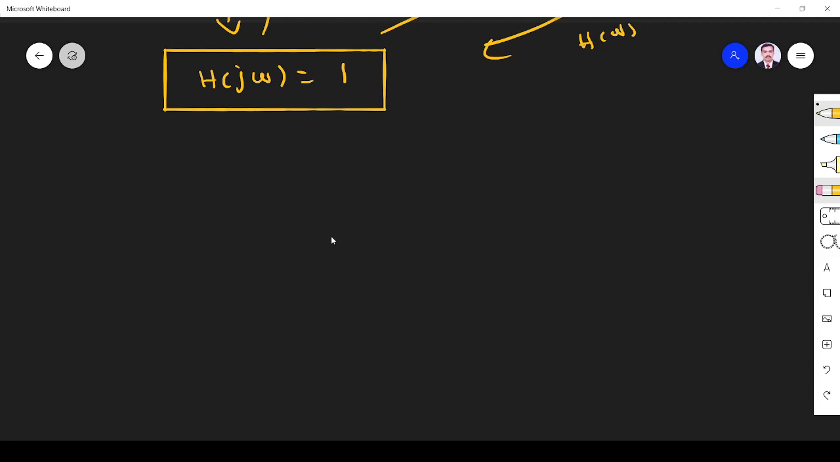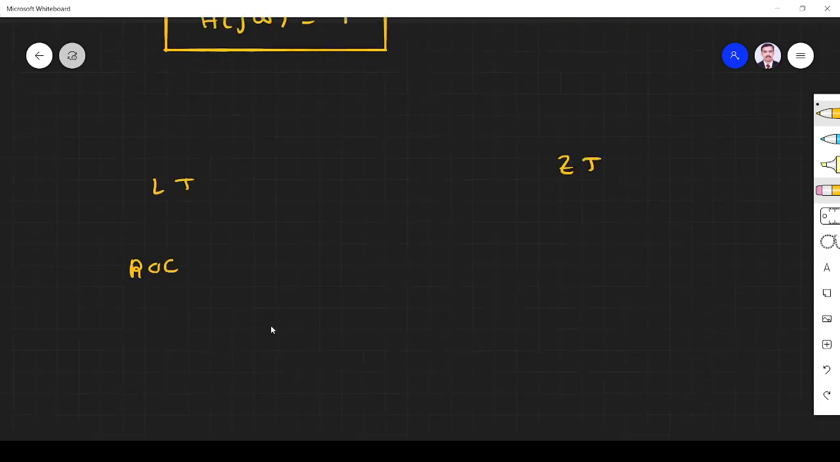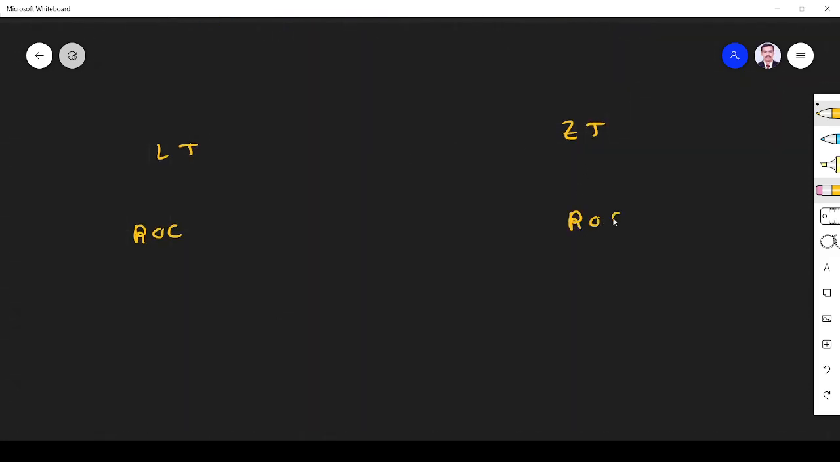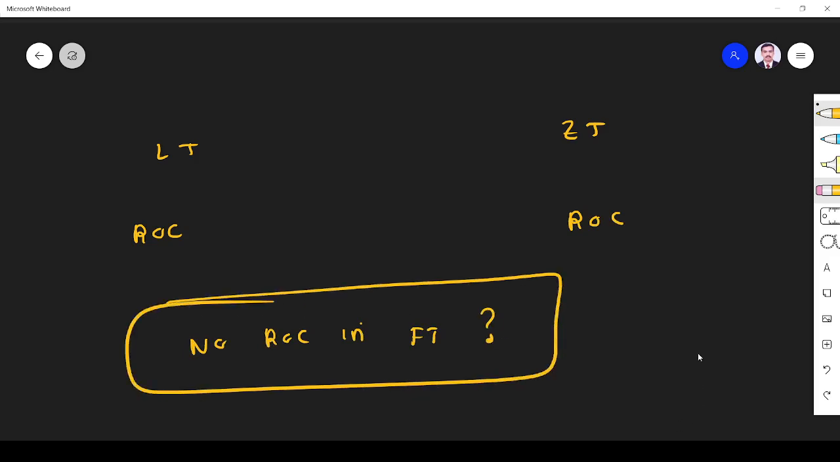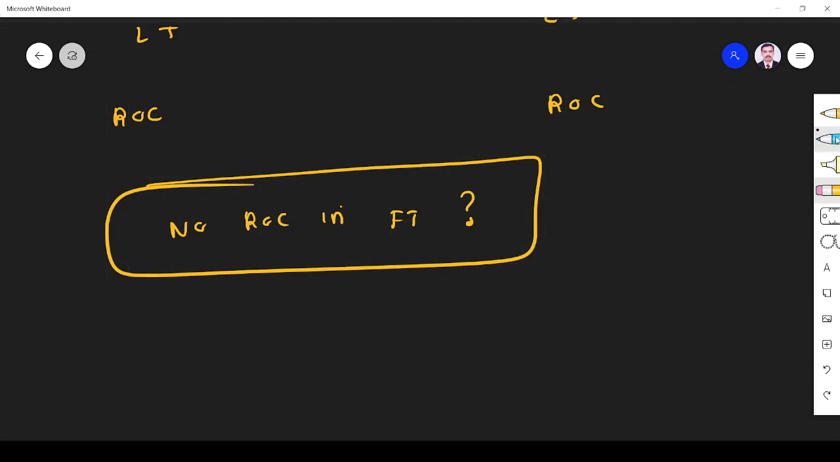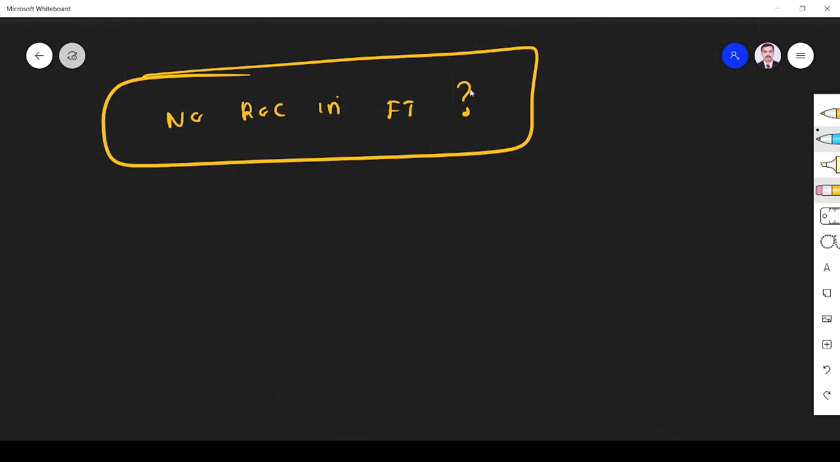Regarding Laplace transform and Z transform, they are different from Fourier in one sense, that they have ROC, region of convergence. Z transform also has a region of convergence. No ROC in Fourier transform. Answer it in the comment section. This is a very important point we must know: ROC in Laplace and Z transform. In this area they ask a lot of questions in TRB, so please study this area very well.